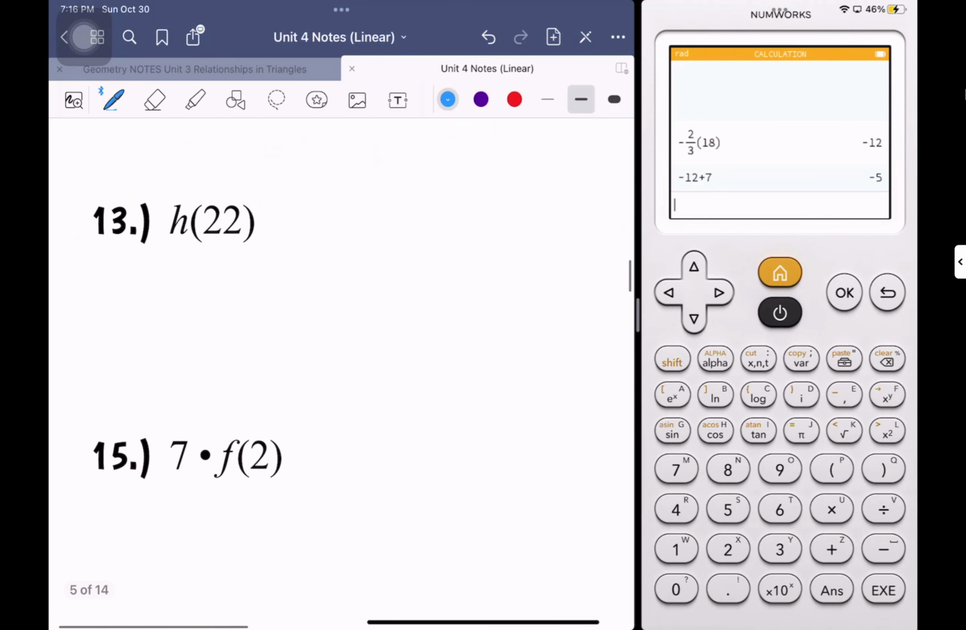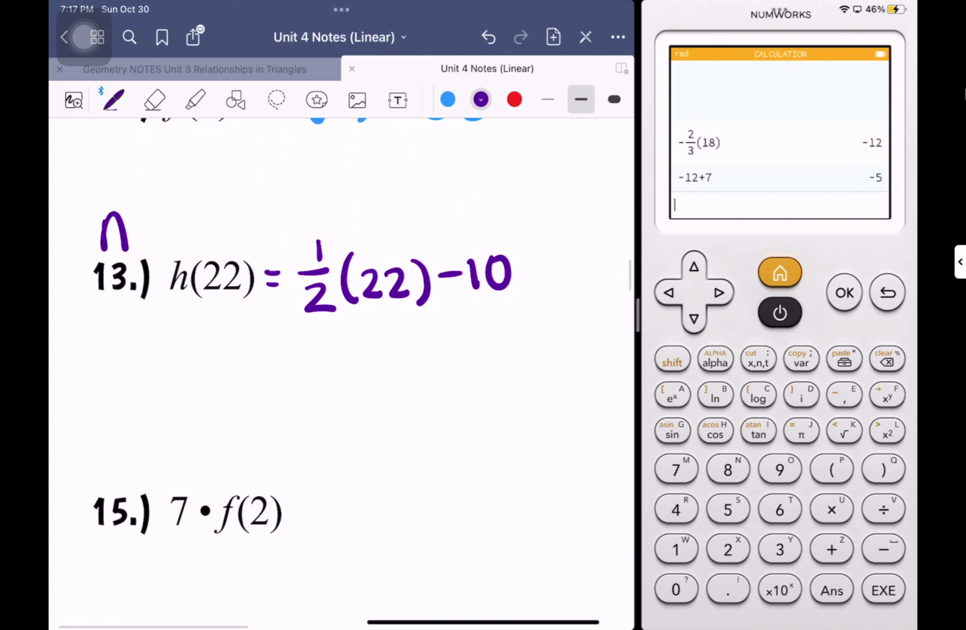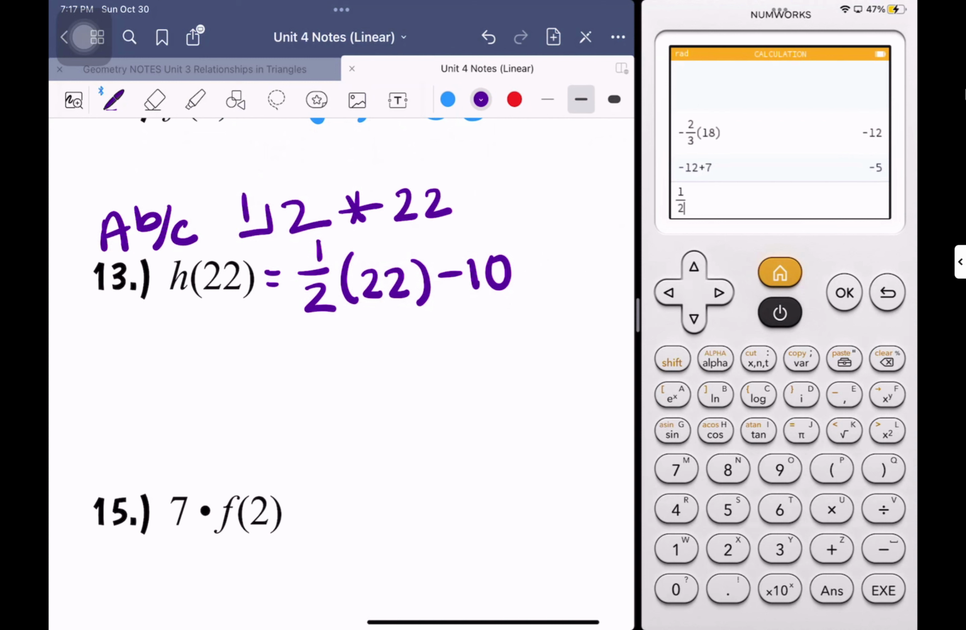Next one, we have h of 22. We're going to use our h function. So we have 1/2 times 22 minus 10. If you're using the calculators on the wall, remember to use your A B C button. You'll type it like this. You'll have 1, and then hit your A B C button, 2, it's going to look like that, times 22. So 1/2 times 22, we get 11. 11 minus 10. h of 22 is 1.